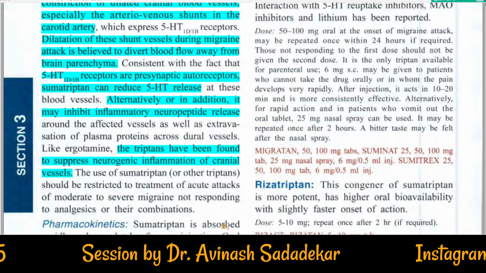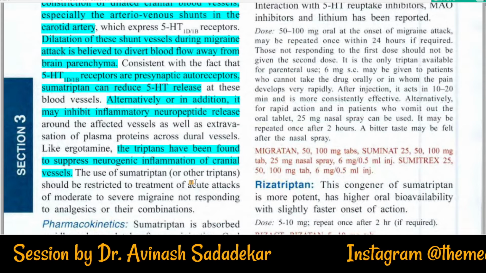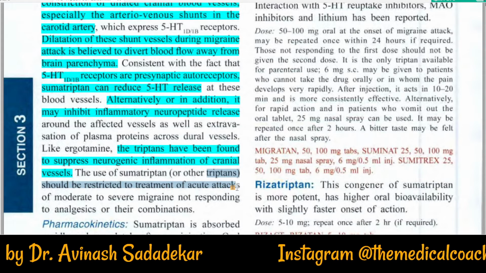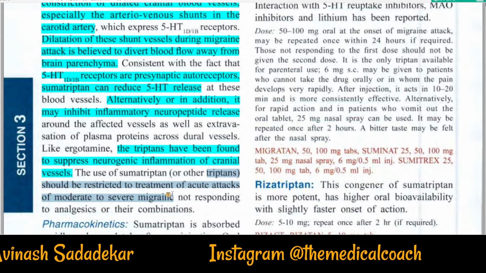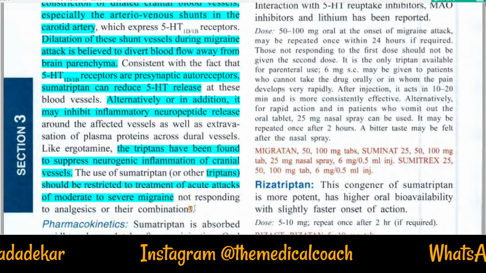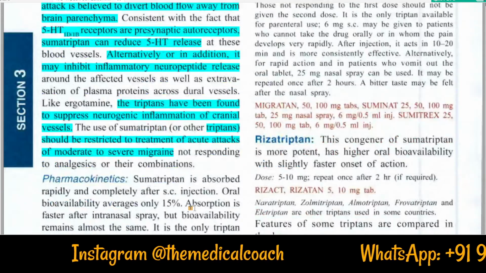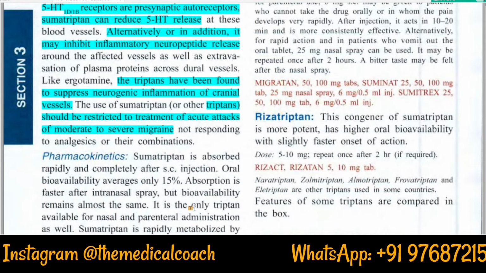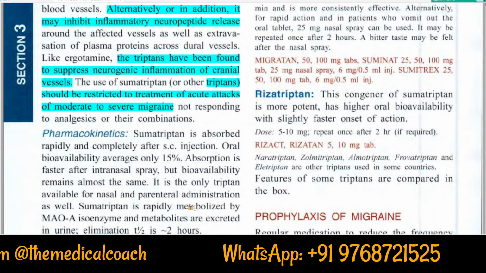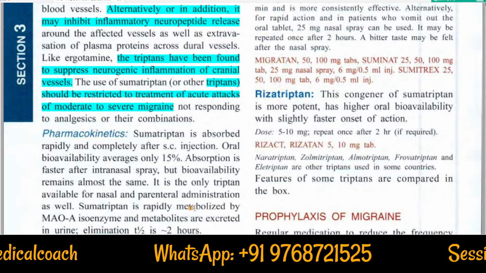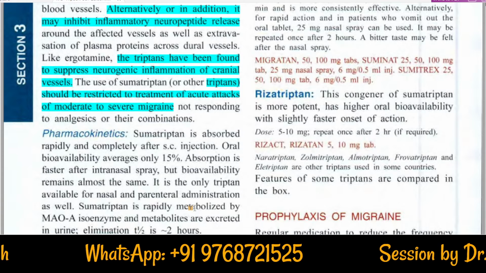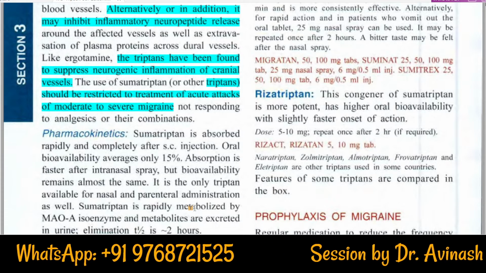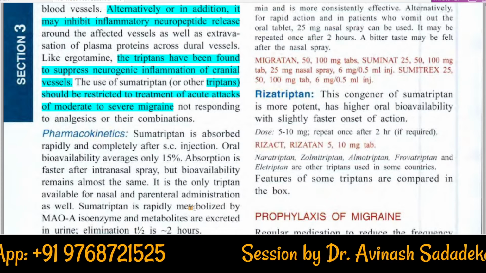So this neurogenic inflammation of cranial blood vessels is suppressed. Clear? Rule: use triptans to treat acute attacks of moderate to severe migraine not responding to other medicines like analgesics and their combination. You need to know this. They are not for everyone and anyone. You give analgesics first. If they don't work, then you move to triptans. If triptans are too costly for your patient, then you move to ergotamine, dihydroergotamine.